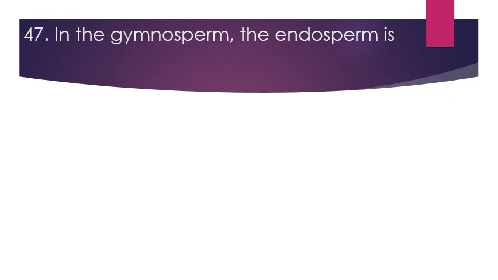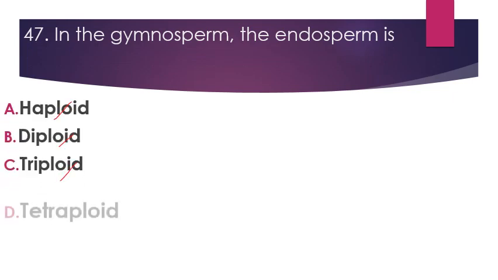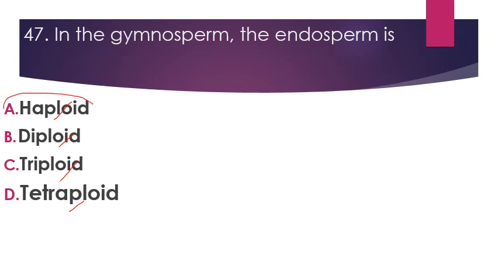Next question: in gymnosperms the endosperm is, and our options are haploid, diploid, triploid, or tetraploid. Its right answer is haploid, and this is formed prior to fertilization. Fertilization से पहले ये बन जाता है, and it is haploid. While in angiosperms, the endosperm is triploid because it is formed after fertilization. Here the 2 polar nuclei fuse with 1 male gamete and result in the formation of this triploid endosperm, which is formed after fertilization. So this is an evolutionary advanced step.